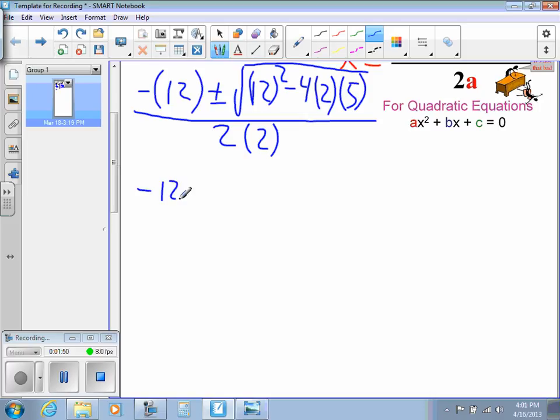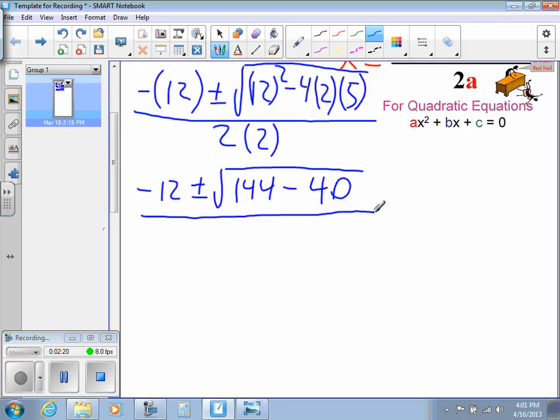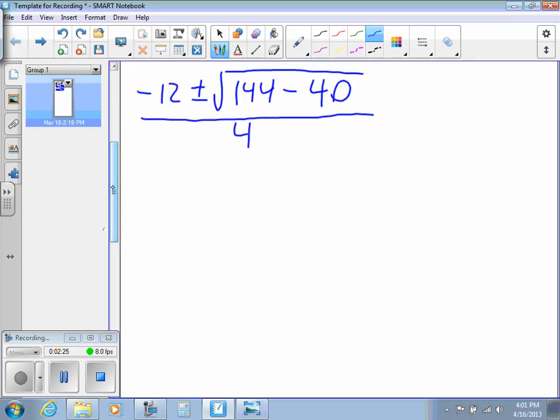So negative 12 plus or minus the square root of, and 12 squared is 144, and minus 4 times 2 is 8, and 8 times 5 is 40. We could also think of this as 10. 2 times 5 is 10, and 10 times 4 is 40. So minus 40. Okay, and that is over 2 times 2 is 4. Okay, let's simplify it somewhat farther.